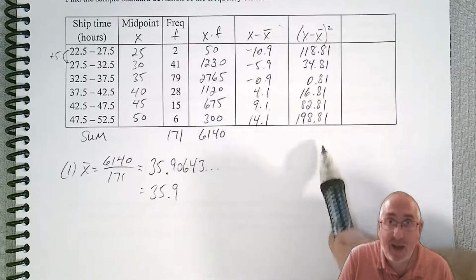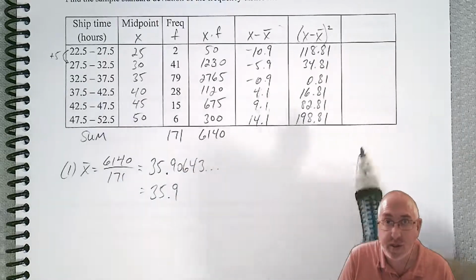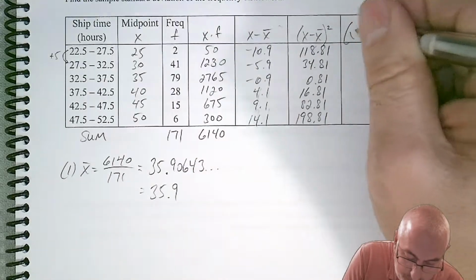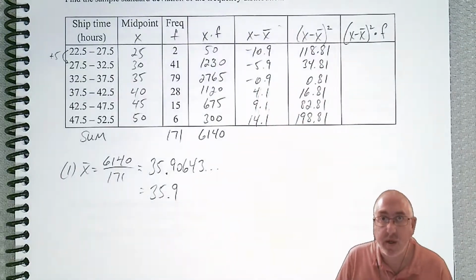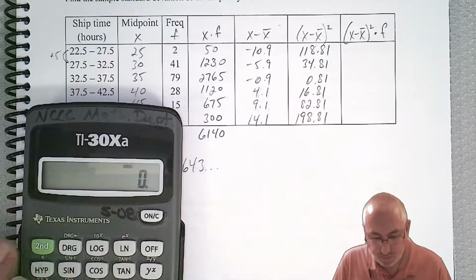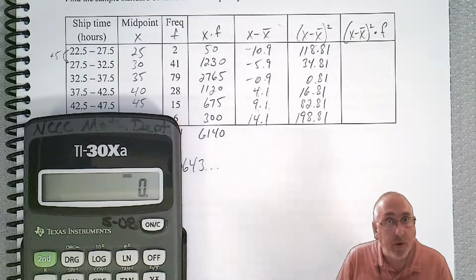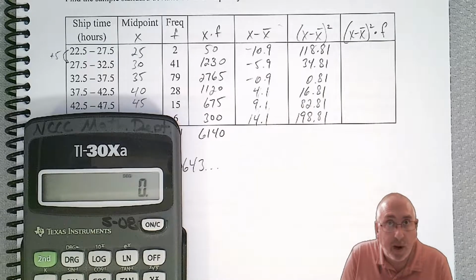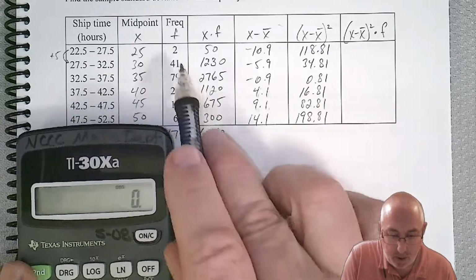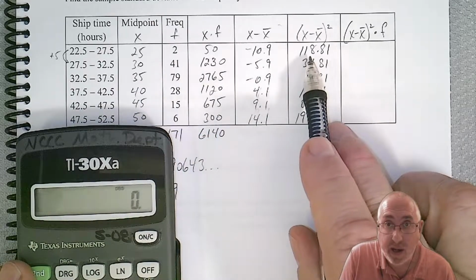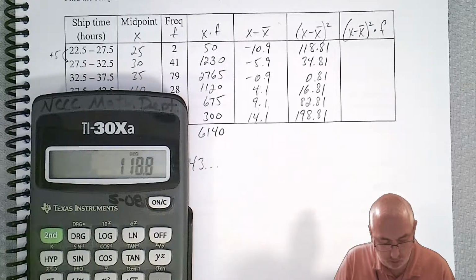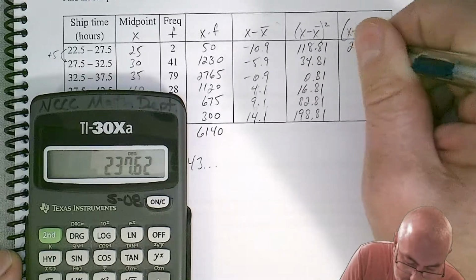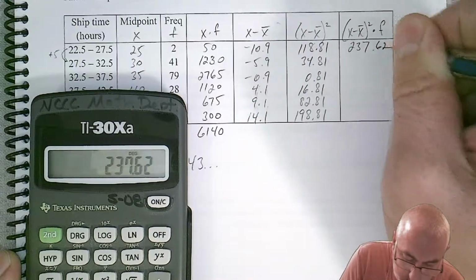Step 4, not quite yet. Remember, we can't add this column up because we haven't accounted for the frequency. So we got to have that extra column. X minus x bar squared times the frequency. So just be careful when you grab those columns. Make sure you're grabbing the right ones and multiplying the right numbers. Very easy to get it confused. So 2 and the 118.81. So 2 times 118.81 equals 237.62.